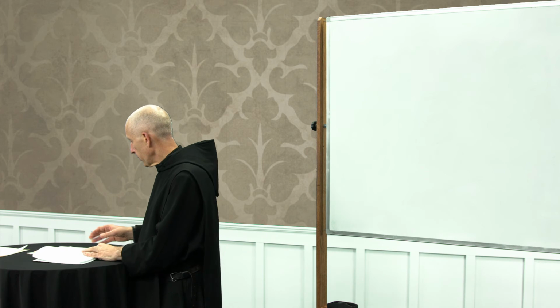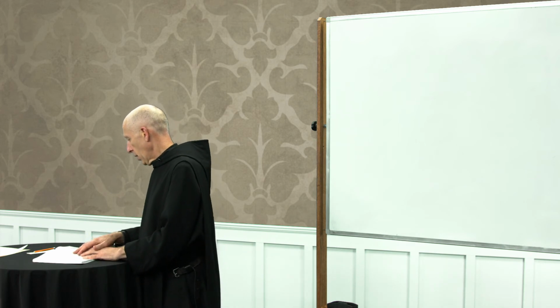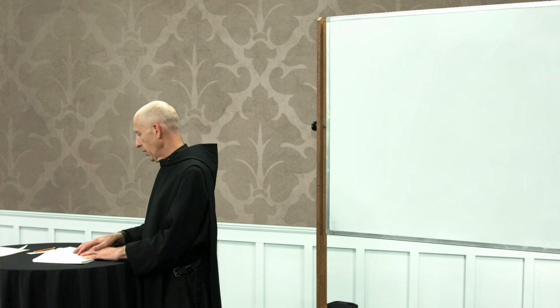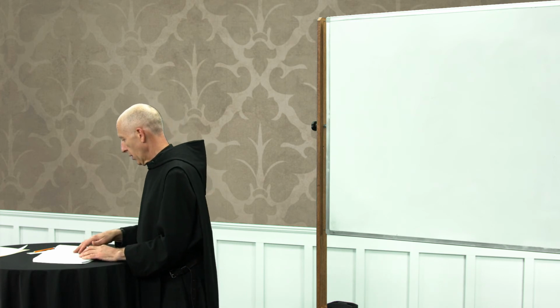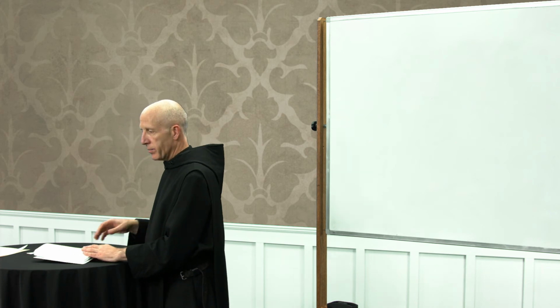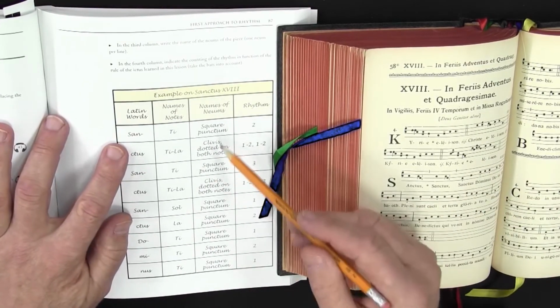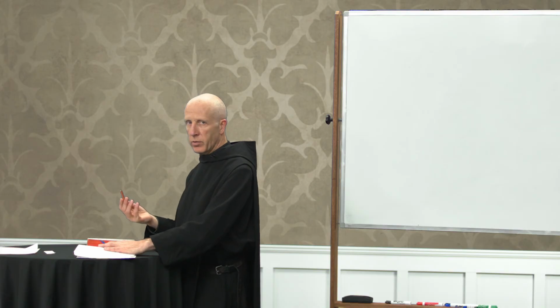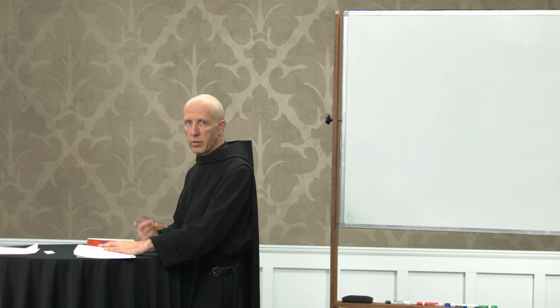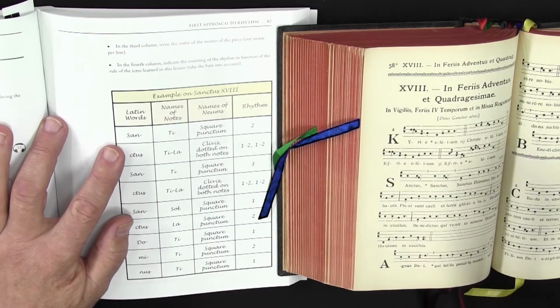So this example here on Sanctus 18 has done a little bit of the work for us. Let's take a look at that. I'm just going to assume that you know what you're doing as regards the first 3 columns. You've done that several times before. It's just for the rhythm.